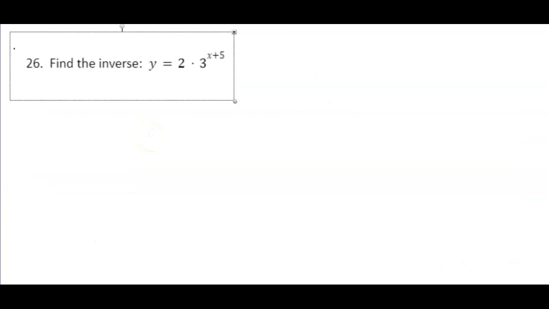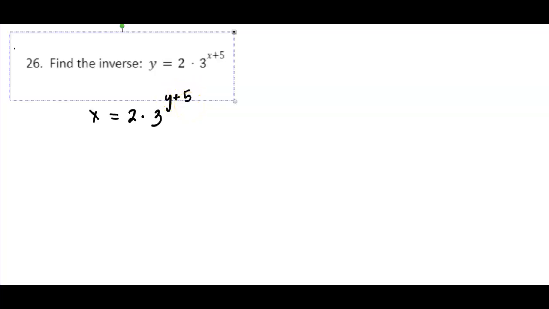You're finding the inverse when your function is written in terms of x and y. Remember, you flip the x and y first, and then you solve for y. Since this is an exponential, we know that we are going to eventually convert it to a log to solve. But let's switch it first. So that gives us x equals 2 times 3 to the y plus 5.